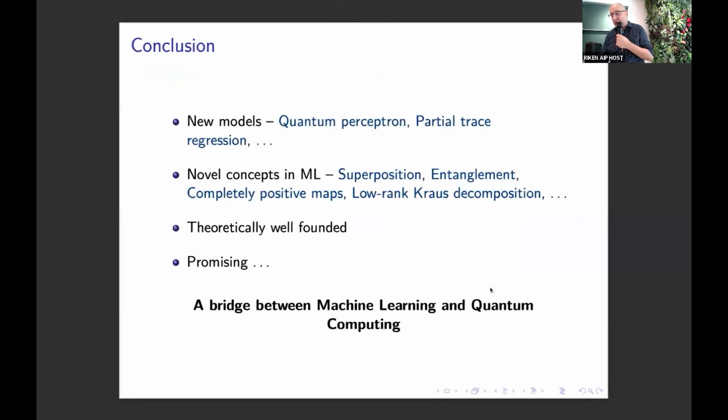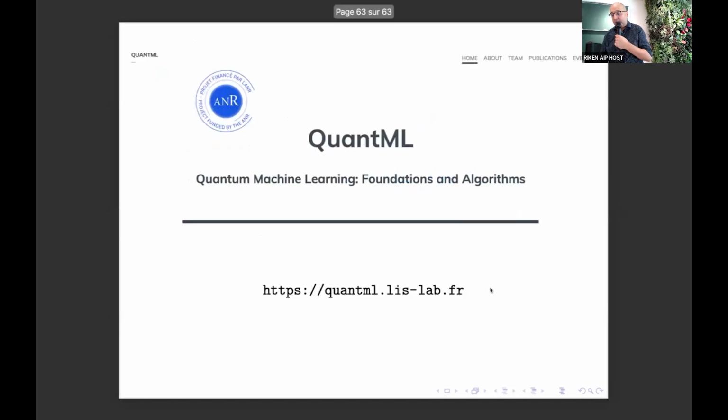To conclude, I showed you some new models based on quantum-inspired or quantum-enhanced machine learning using concepts like superposition, entanglement, and low-rank decomposition. This also provides a theoretical, well-founded algorithm, and this is promising for having a better quantum machine learning algorithm. If you would like to know more about our work in this field, you can take a look at our project QuantumL, which is funded by ANR, the National Research Agency in France.